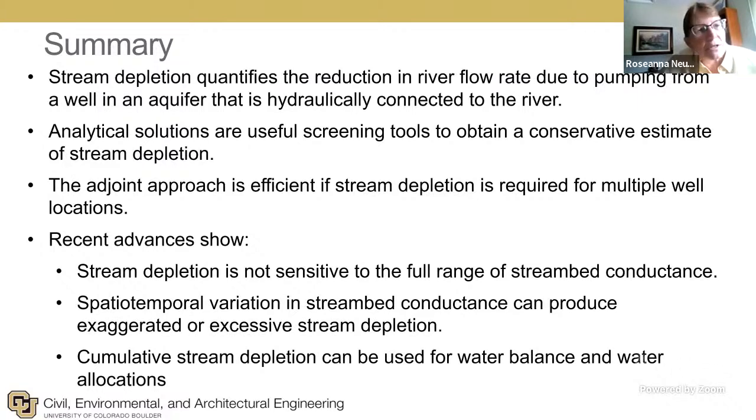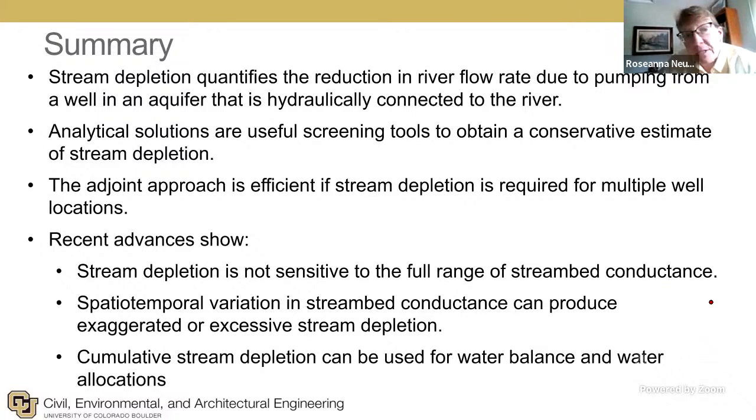If the analytical solution shows us that we have more stream depletion than the threshold, then we probably want to run a numerical solution. And if we have multiple well locations to consider, the numerical solution is more efficient if we do the adjoint approach. And then some of the recent advances are highlighted below.